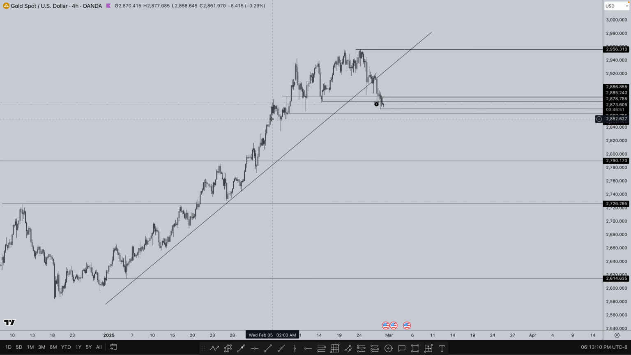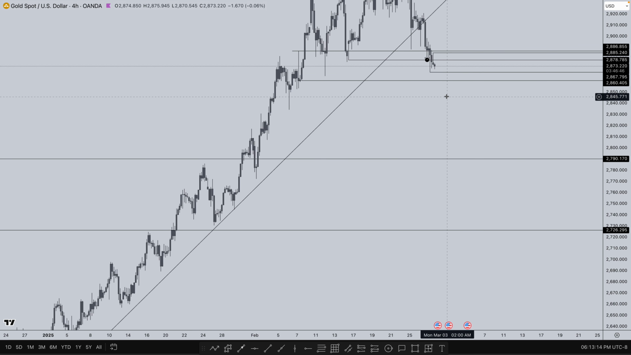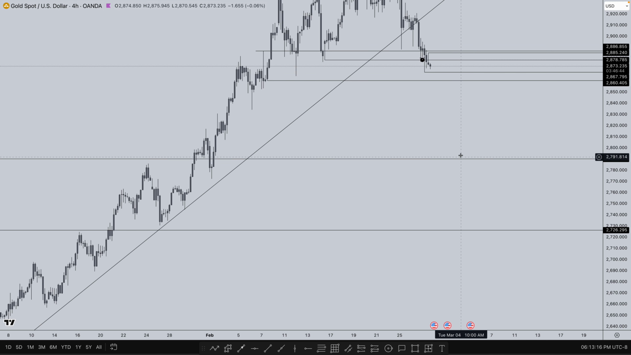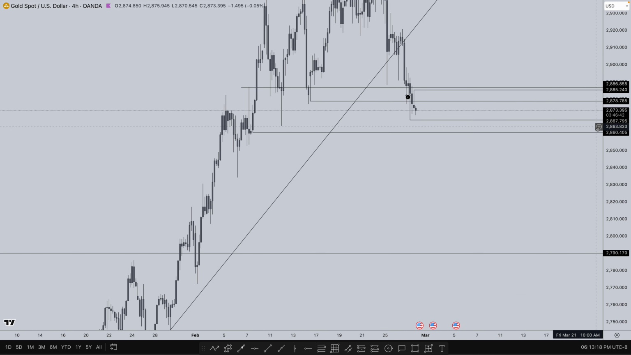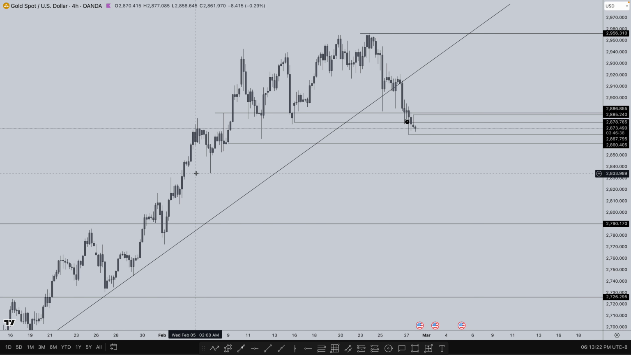It would be definitely. And the way we can tell if we are going to approach this is all based upon what happens here. It all depends here, and we would have to close beneath these lows as well to indicate.